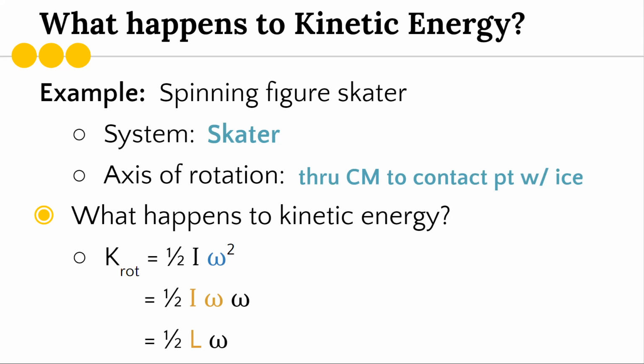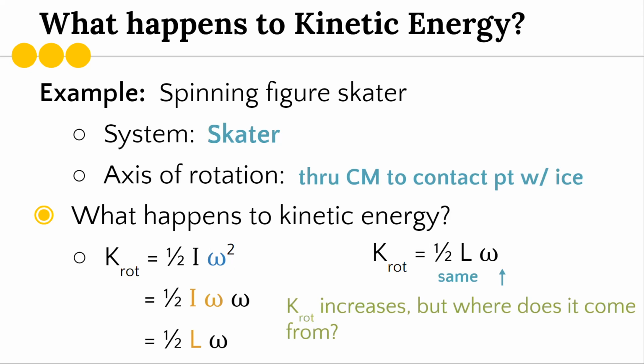And so if we look at the equation in terms of these variables, we know that her angular momentum stays the same because all of those forces are within the system. But we know that she has an increase in her angular velocity when she pulls her arms in. And so her rotational kinetic energy obviously increases as well because her velocity is increasing, but her angular momentum is staying the same.